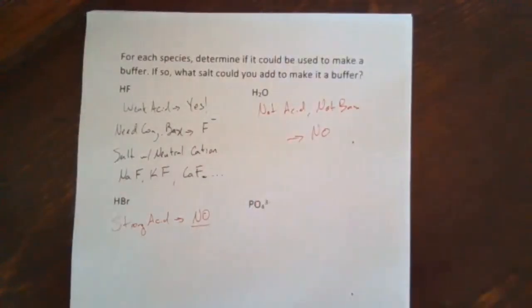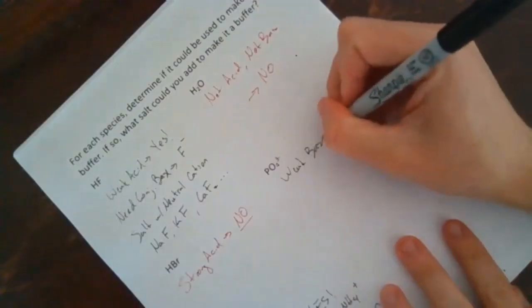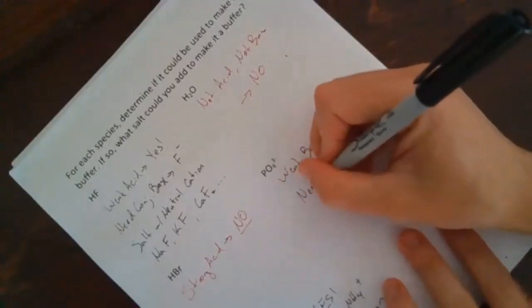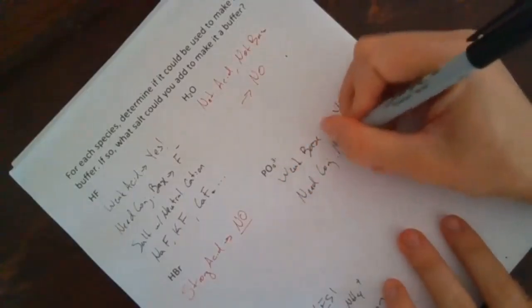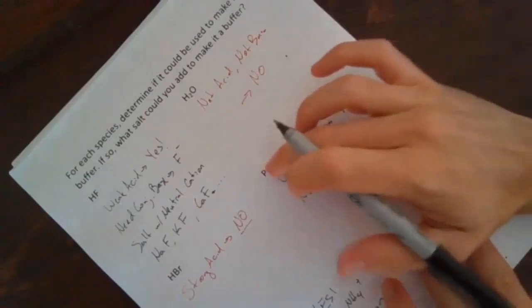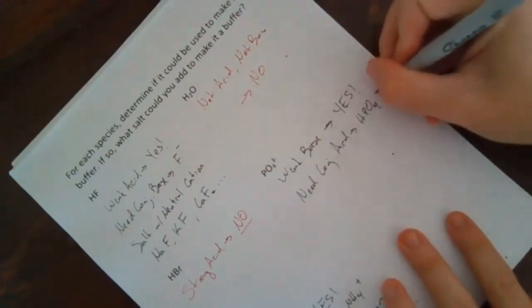What about phosphate? That is a weak base. It's an anion whose conjugate is not a strong acid, so this is a weak base. So again, yes. Because it's a weak base, we need the conjugate acid, which is just going to be, again, one hydrogen. Even though phosphate can take three, it's just HPO4 2 minus.